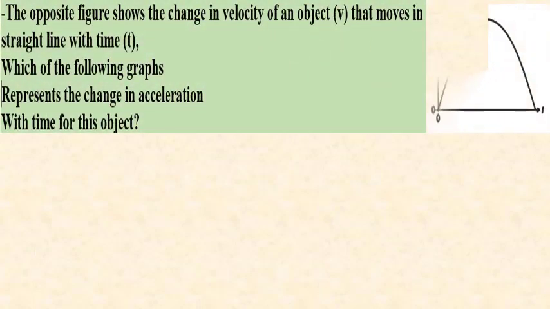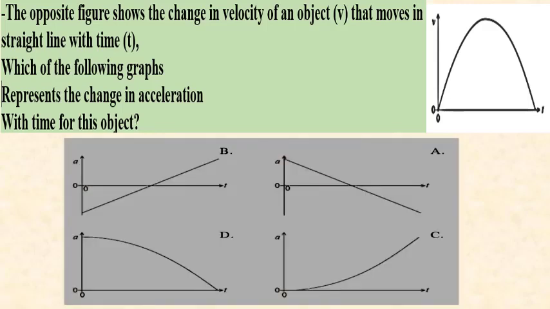The next one. The opposite figure shows the change in velocity v of an object that moves in a straight line. This is the relation between velocity and time. I mean, this is the graph of acceleration. The type of acceleration here is non-uniform. The first part has positive acceleration, then the object's acceleration is 0, then there will be negative acceleration or deceleration.